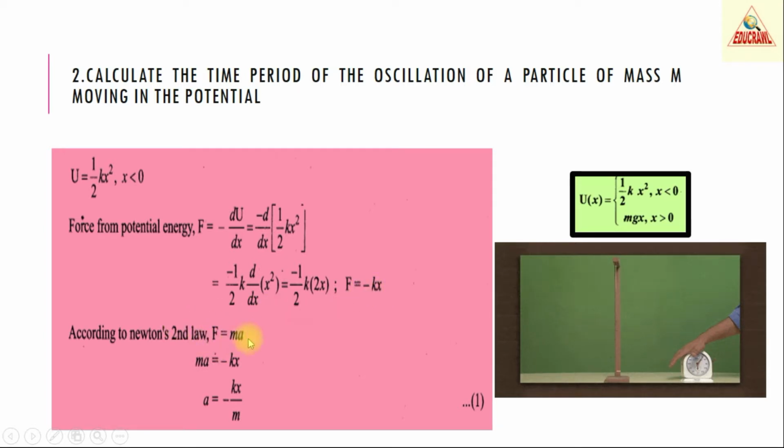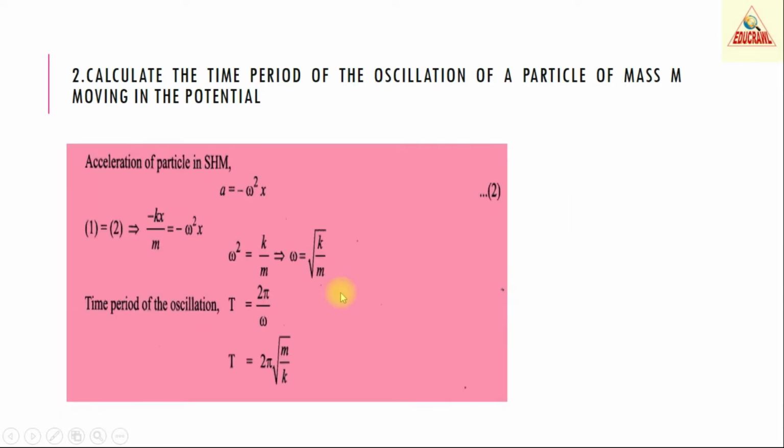According to Newton's second law, F is equal to ma. So comparing these two equations, the LHS is equal, so we can equate the RHS. So the equation becomes ma is equal to minus kx. From this we can get an expression for acceleration as a is equal to minus kx by m. Now, the acceleration of a particle in SHM is given by a is equal to minus omega squared x. So, comparing these two equations, we have minus kx by m is equal to minus omega squared x.